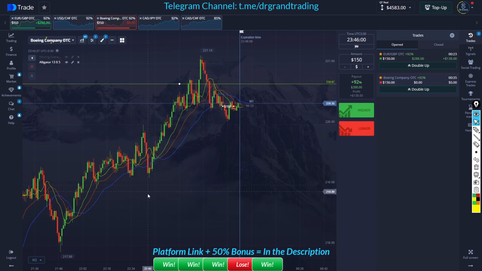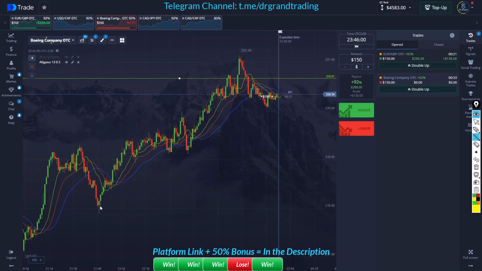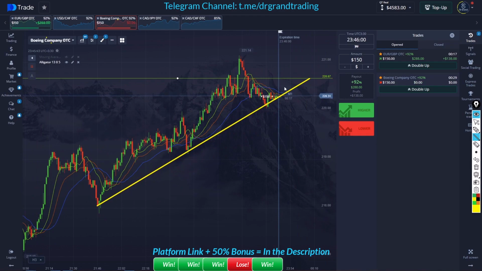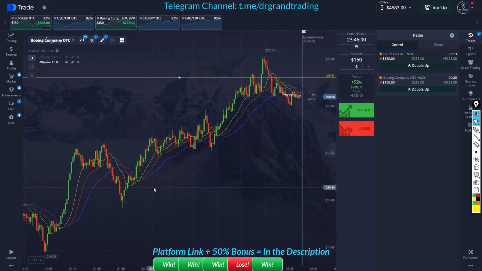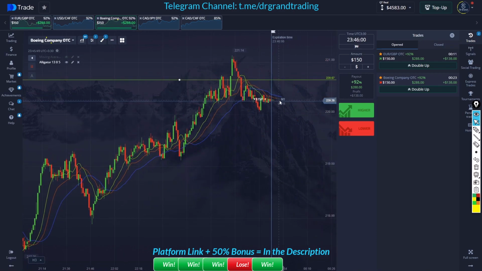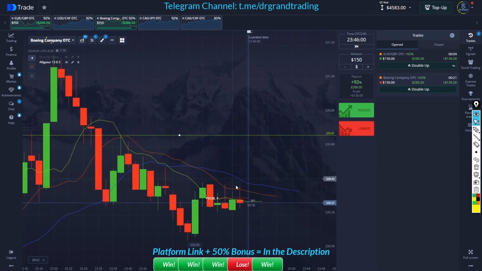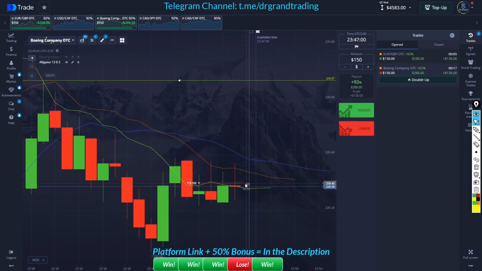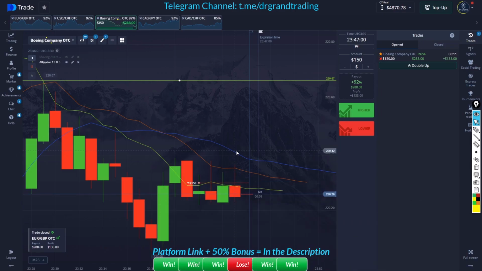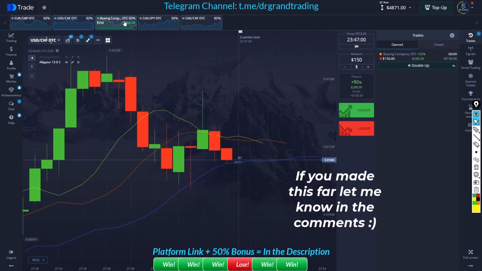So clearly the trend line was the problem here. Okay, clearly the trend line was the problem, and we basically traded against the trend. Trend is not completely changed at this market, but still we might win the trade. Okay, if you are trading this strategy, please be careful. Okay, please be careful about the trade. Okay, this trade is closed.